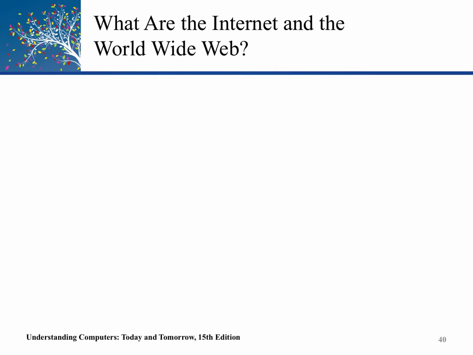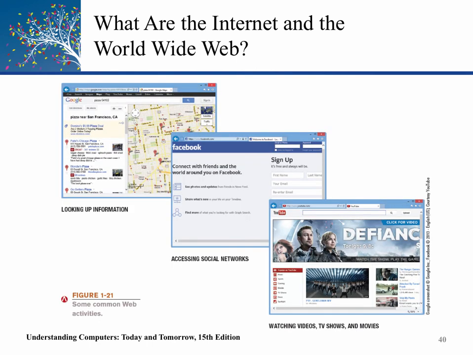What are the internet and the World Wide Web? Well, the internet is the largest, most well-known computer network in the world. Typically, people will connect using an ISP, an internet service provider. The World Wide Web is a resource. It's just a vast collection of web pages available through the internet. So you will access the World Wide Web through the internet.